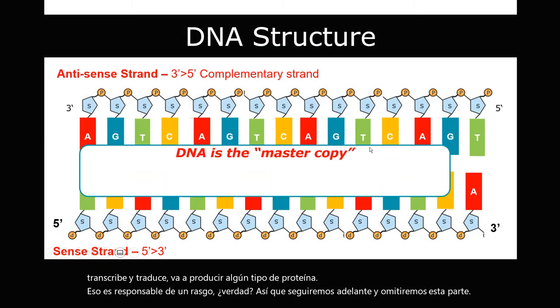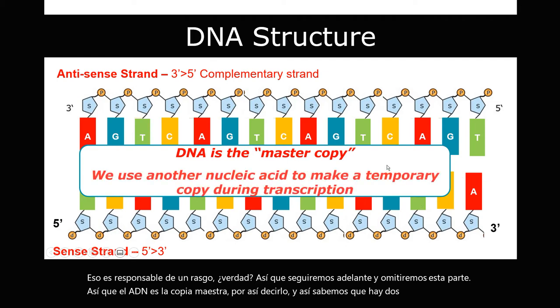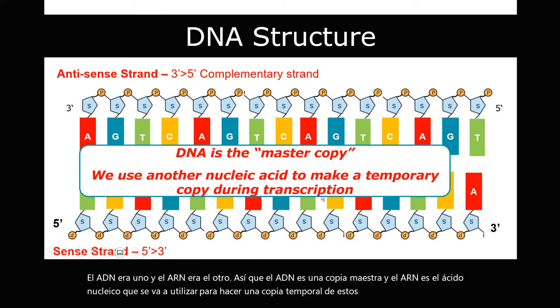So DNA is the master copy, so to speak. And so we know that there are two nucleic acids. DNA was one and RNA was the other. So DNA is the master copy and RNA is the nucleic acid that is going to be used to make a temporary copy of these genes during a process called transcription.